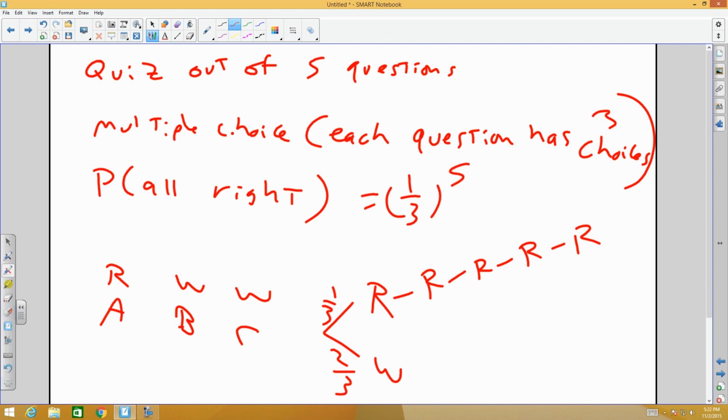That's it. The chance you get the first answer right is 1 over 3. Second question right, 1 over 3. Third, 1 over 3. All of them right. This is like first and second and third, the "and." This is a joint probability, the outcome probability. So this will be just the multiplication rule again. Just multiply them all: 1 over 3 here, 1 over 3 here, 1 over 3 here, and so on. Okay. So this is some of the questions.